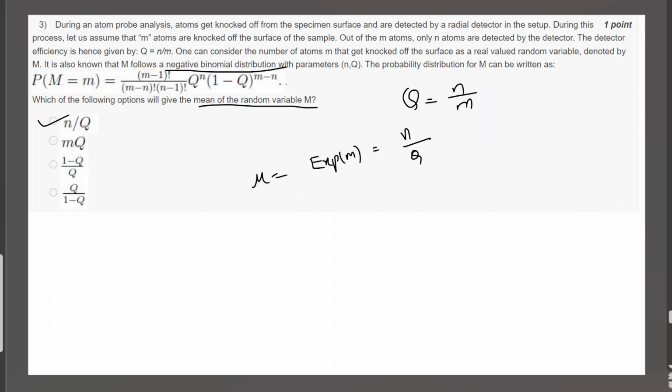In atom probe analysis, atoms get knocked off from the specimen surface and are detected by the radial detector. They are telling the setup. Let's assume that M atoms are knocked off the surface of the sample. Out of the M atoms, only N atoms are being detected in the detector. Detector efficiency is given by Q equal to N by M. This we have discussed before in earlier problems. One can consider the number of atoms M that get knocked off from the surface as a real valued random variable denoted by M. It is also known as M follows negative binomial distribution.